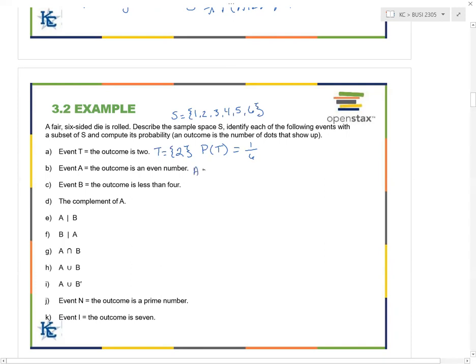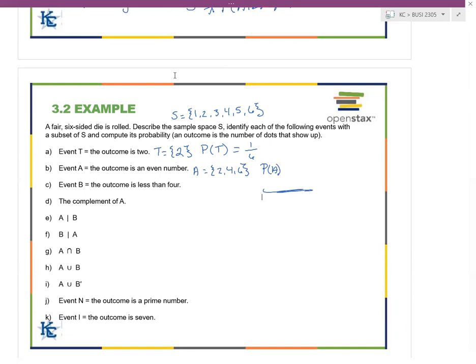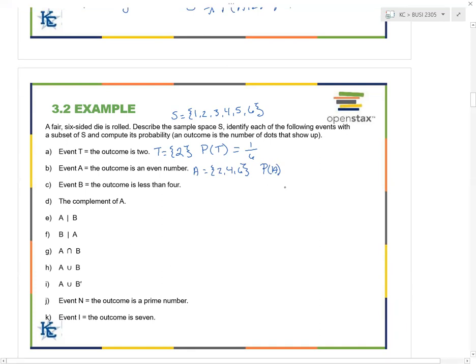So event A, the outcome is an even number. On a 6-sided die, we have 2, 4, and 6. So the probability of A is the total number that we have in A, which is 3, over the total number of possibilities, which is 6. So if we reduce, that's 1/2.